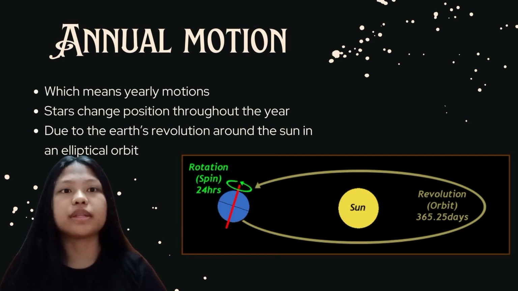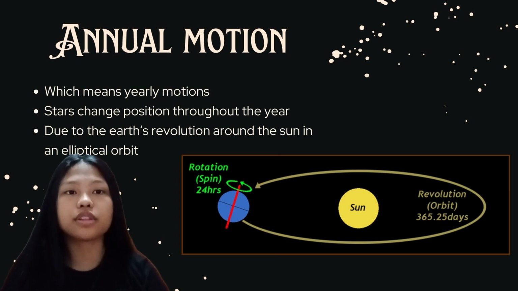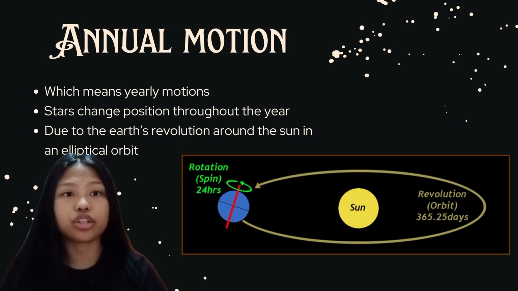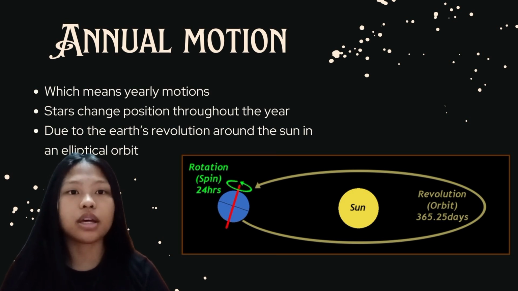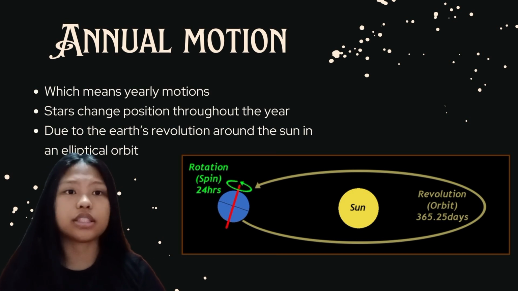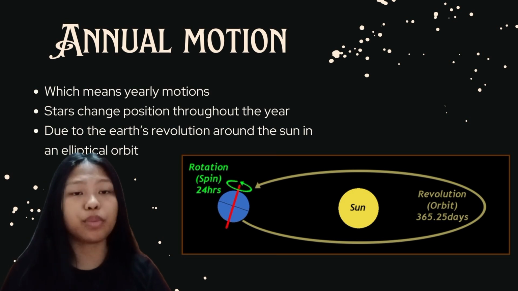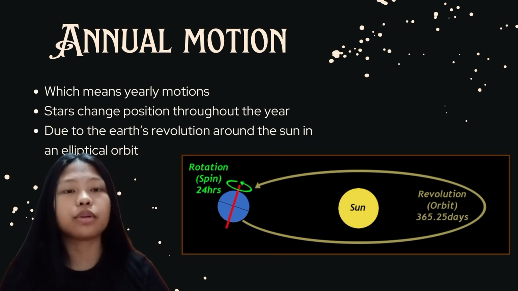Annual motion, which means yearly motion or movement of the stars, is caused by the Earth's revolution. The sun appears to move around the celestial sphere, with its path called the ecliptic. As the Earth moves around the sun, the apparent movement of stars changes. This causes changes to the length of daytime and nighttime, as well as changes to the sunset and sunrise points. These changes are responsible for the changes of seasons that we experience throughout the year.